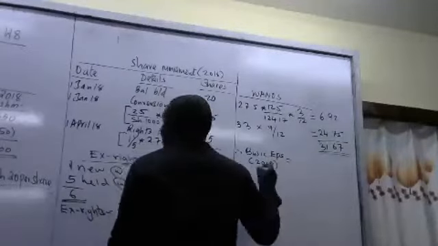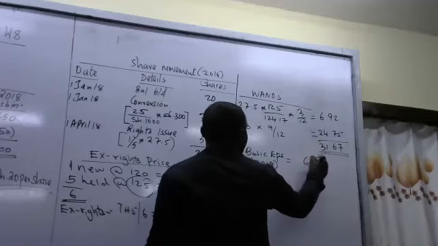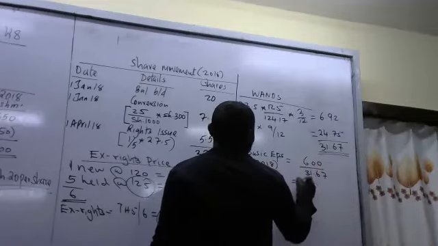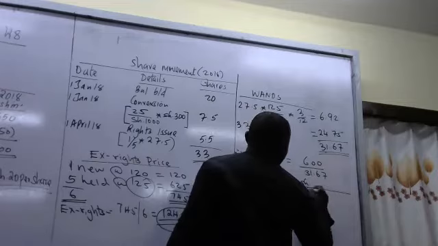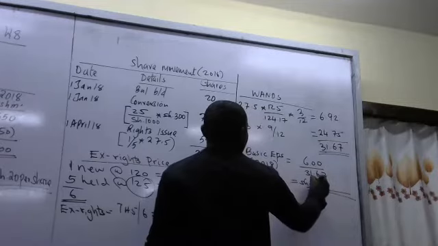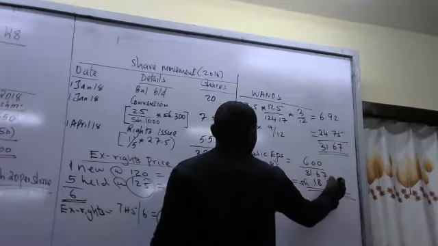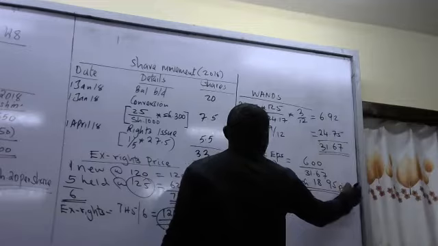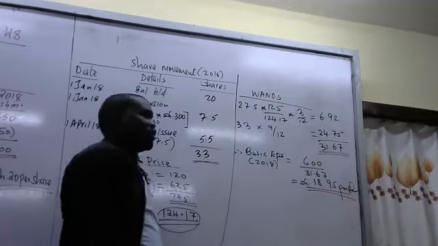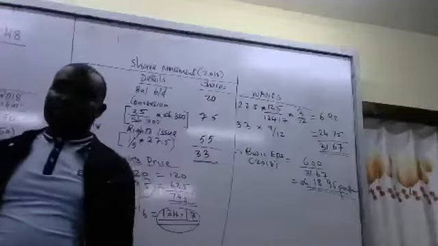Therefore, basic EPS 2018 will be the profit. Profit we got 600 divided by 31.67. You get 18.95 per share. Full stop.